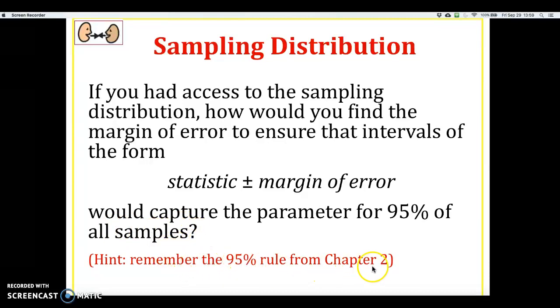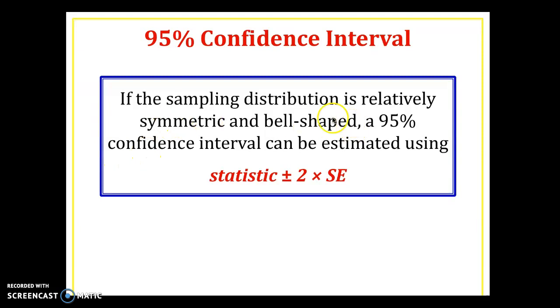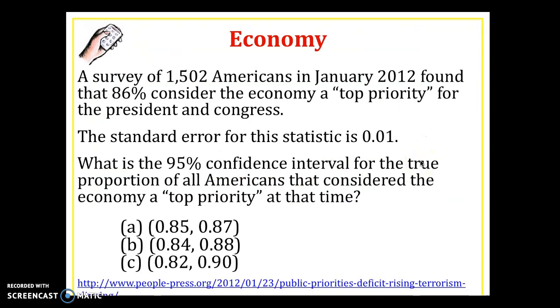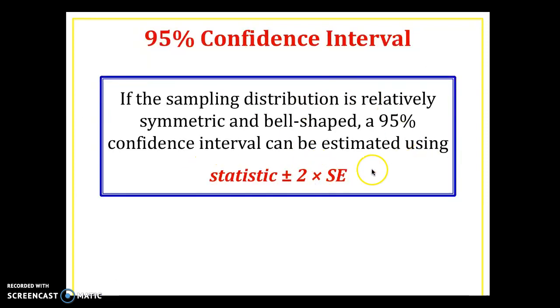So what was the 95% rule from chapter 2? If we have a symmetric and bell-shaped distribution, so we need to have a big assumption. If the sampling distribution is approximately symmetric and bell-shaped, a 95% confidence interval can be estimated using the statistic plus or minus 2 times your standard error. Remember, this comes from thinking about 2 times your standard deviation gives you 95% of your data. So that's where this formula comes from.